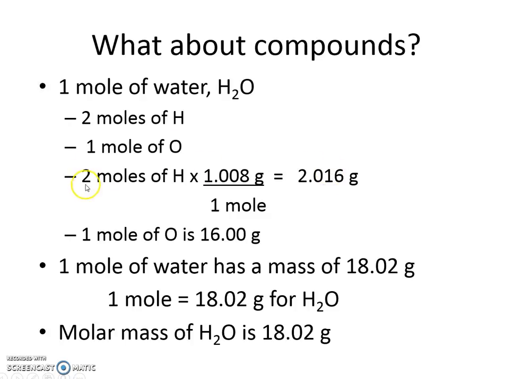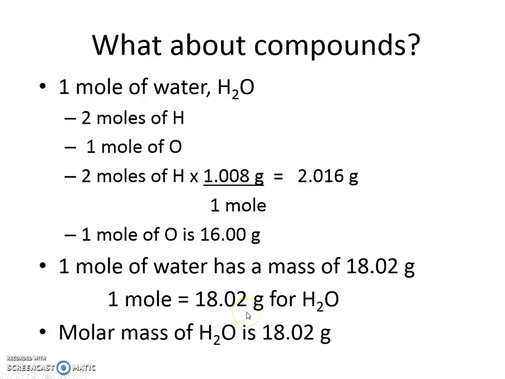We know that mass. We can calculate that. And a mole of oxygen has a certain mass. We look that up on the periodic table and we see that that's 16 grams. So 2 moles of hydrogen we calculate as being 2.06 grams. 1 mole of oxygen is 16 grams. We just sum that together to get the molar mass of water. So water has a molar mass of 18.02 grams, so we can write this equivalency statement.